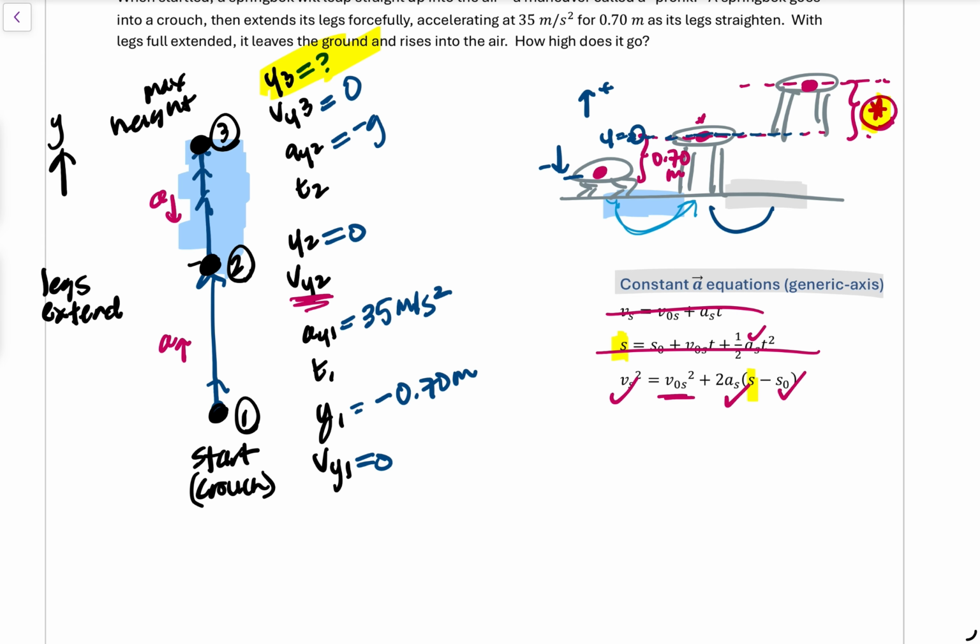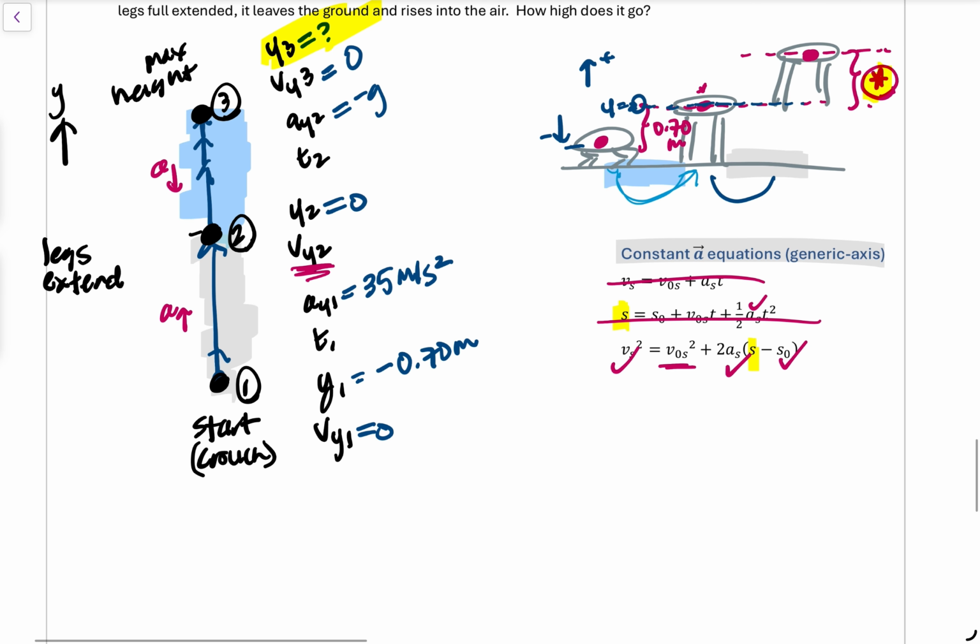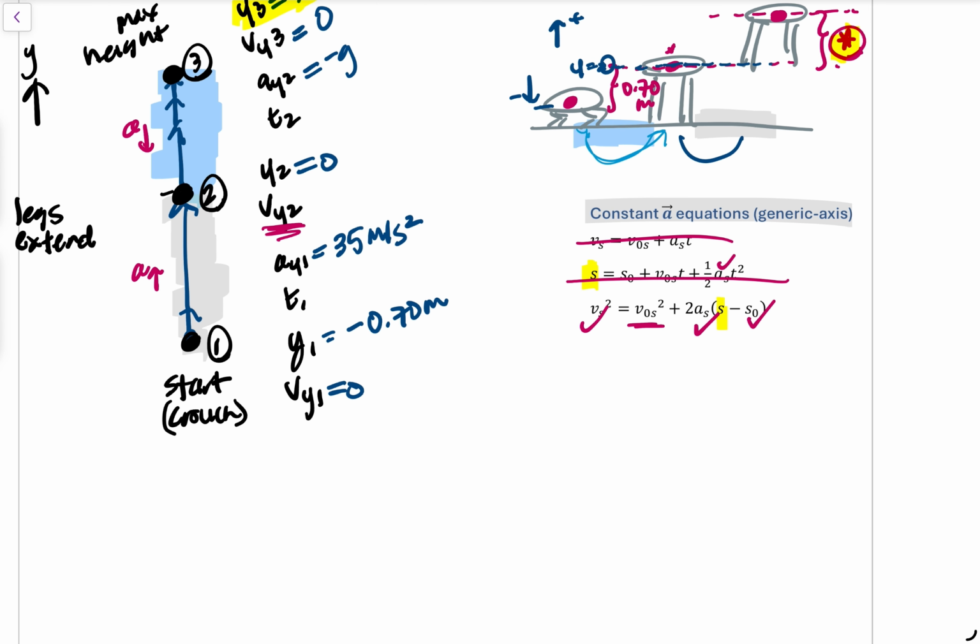So to find vy2, we're going to look at the other interval, right? When I need a variable and I don't have it, but I have multiple intervals, we're usually going to hop over to the other interval to find that thing that we need to get to. So now I'm going to look at that first interval. I can use these same equations here. Let me clear those out.